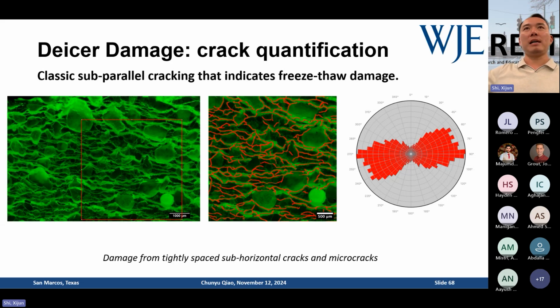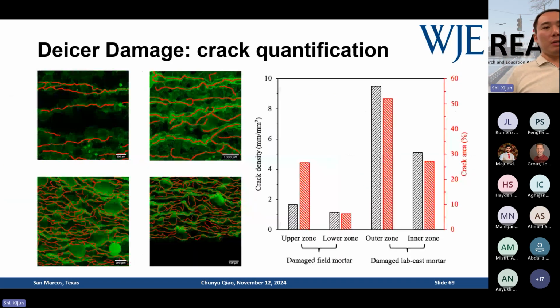Using some basic image analysis tools, you can identify those cracks in the middle. I didn't draw the lines myself. Those red lines were automatically detected by software. Then we can summarize the orientation of the cracks, which is the rose graph on the right. You see they're mostly horizontal, right? After we identify the cracks, you can measure the crack length and the crack width, and come up with the cracking density or the damage level.